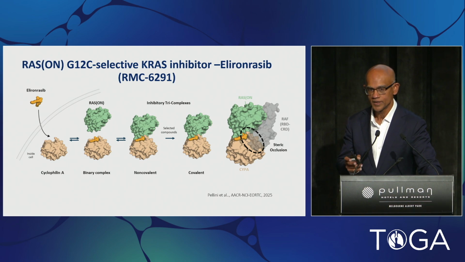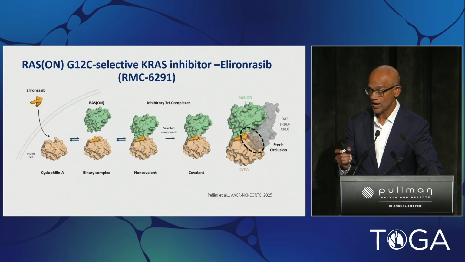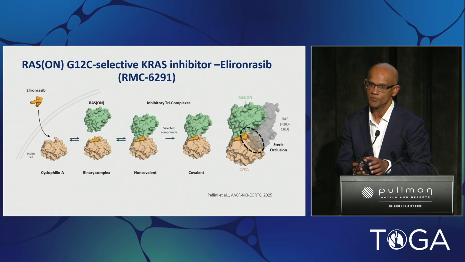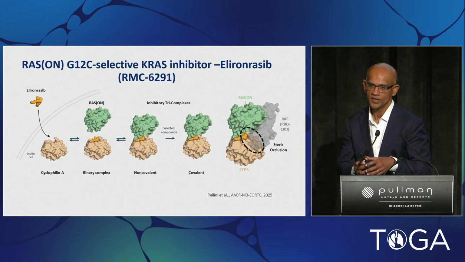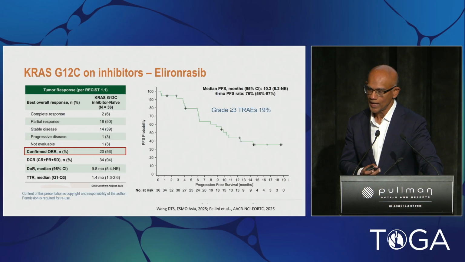So this drug binds an abundant cytoplasmic protein called cyclophilin, and the cyclophilin in complex with the drug then binds to RAS in its on state. And this tricomplex is not able to bind RAS effector proteins, so it's essentially shutting down signaling from the RAS-ON complex. And this drug looks pretty good in early data. The confirmed objective response rate is around 56%, median progression-free survival about 10 months in KRAS G12C inhibitor-treated patients.